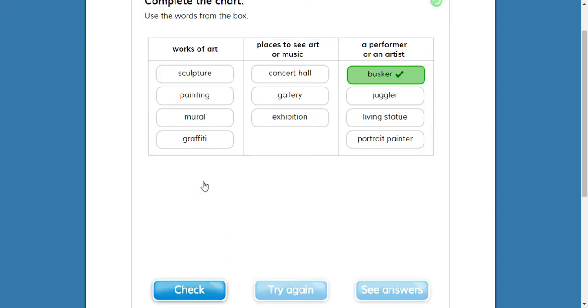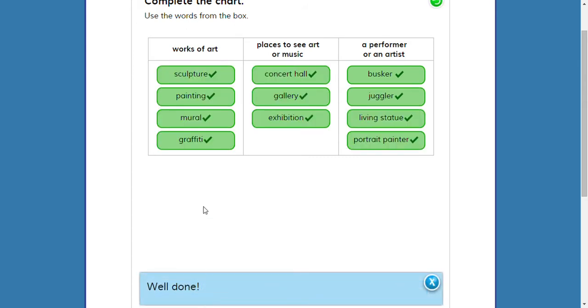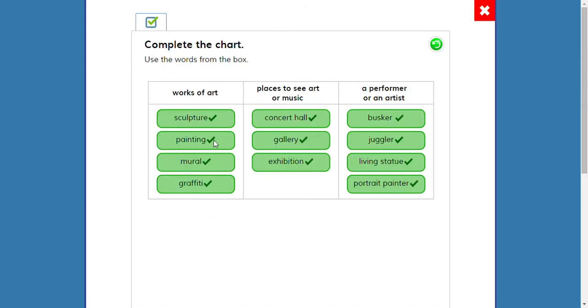Now let's see if the answers are right. Maybe there is a mistake. I don't know. 1, 2, 3. Good job. Now you can see that sculpture, painting, mural, and graffiti are work of art. Concert hall, gallery, and exhibition are places to see art or music. Busker, jugglers, living statue, and portrait painter are a performer or an artist.